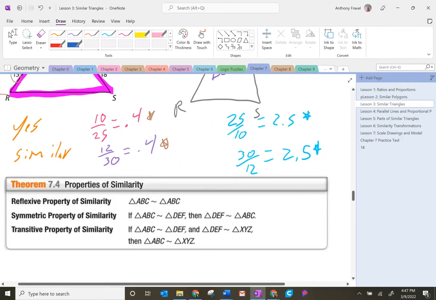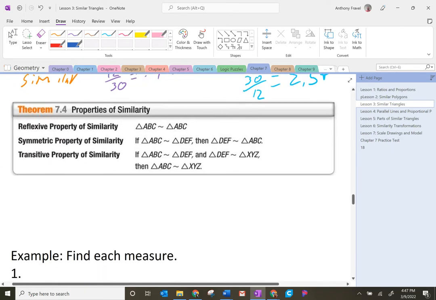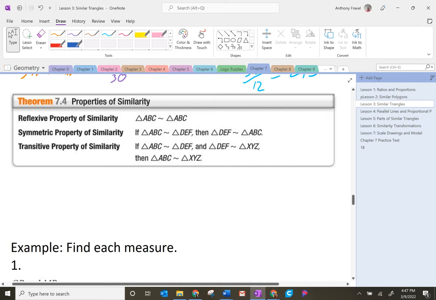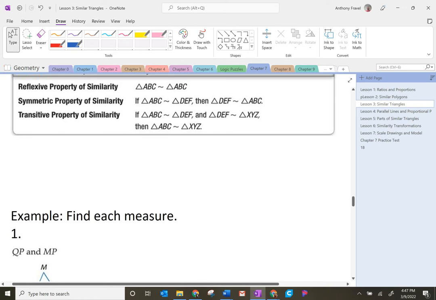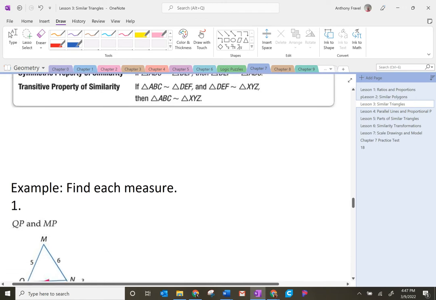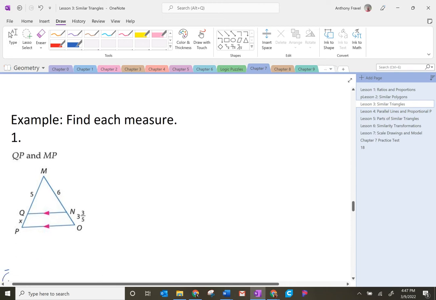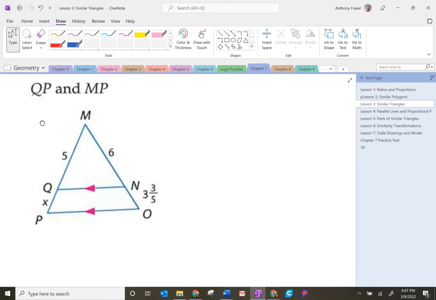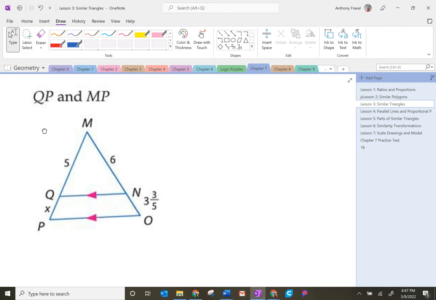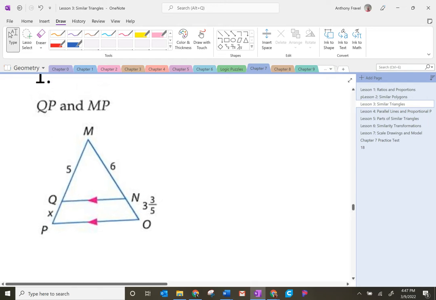All right, on to this property of similarity, and I'm going to explain what this is really saying. I'm not really going to get into the reflexive property, symmetric property, the transitive property. We're not going to be doing any proofs. But when I look at this shape here, I'm going to zoom in just a smidge. It does want me to find QP and MP. So I'm going to go through and figure that part out.